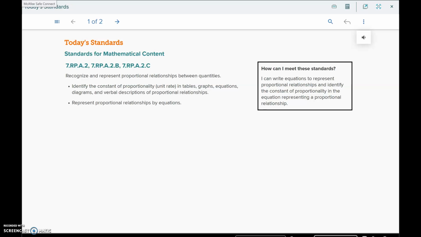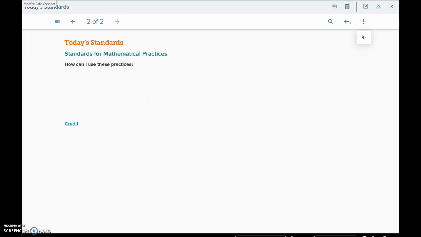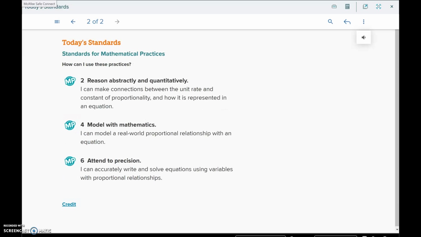So, how can you meet this? I can write equations to represent proportional relationships and identify the constant of proportionality in the equation representing a proportional relationship. You can make connections between the unit rate and the constant of proportionality and how it is represented in an equation. You can model a real-world proportional relationship with an equation, like our mowing the lawn. I can accurately write and solve equations using variables with proportional relationships. You use these things when you know that you have to buy 15 of something and you know the cost. That is a proportional relationship.